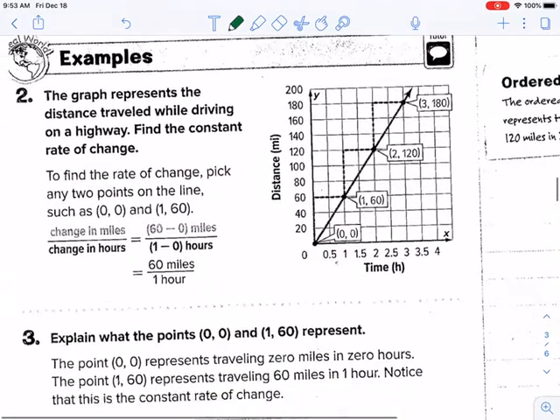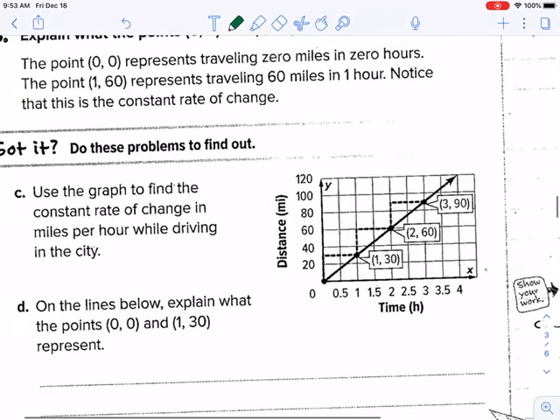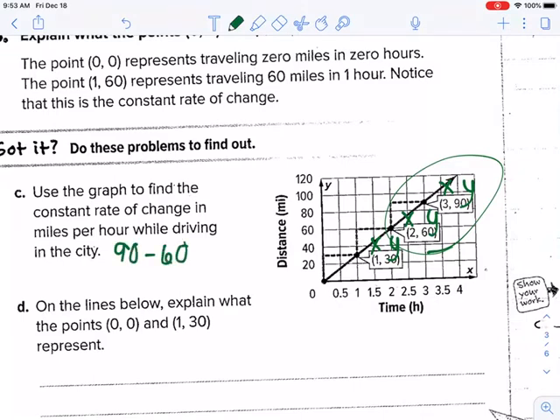You can also look at a graph. So if you go down to letter C, when you're looking at your ordered pairs on a graph, remember this is your X, this is your Y, X and Y. So if you pick two of them and you subtract your Y's, 90 minus 60, the change would be 30. And then your X's are 3 and 2, so your change is 1. So your constant rate of change would be 30 miles in 1 hour.